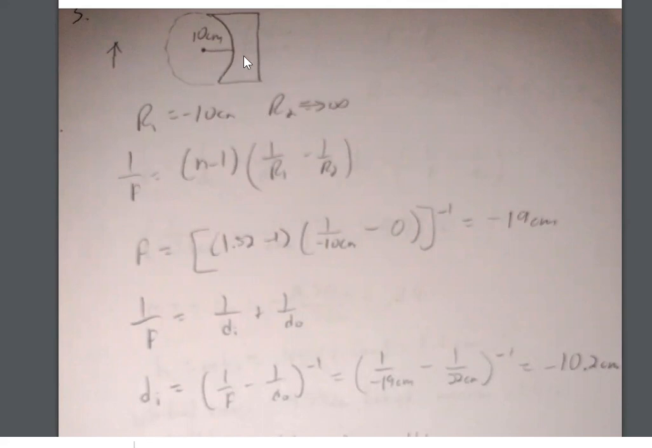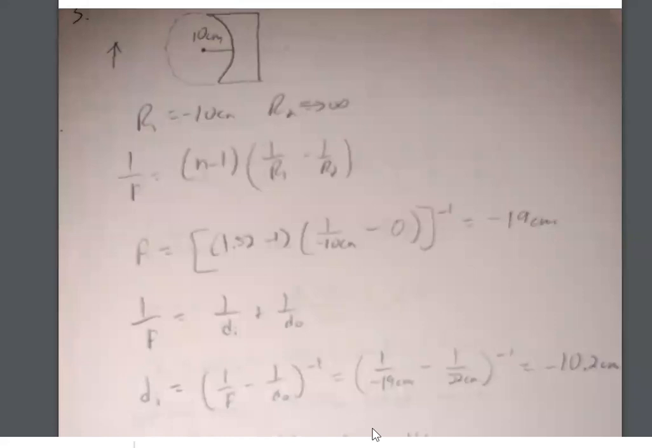Okay. Now we said our lens has an index of refraction of 1.52. So we have 1.52 minus 1 times 1 over our first radius, which we said was negative 10 centimeters, minus 1 over our second radius, which was infinite. So since it's infinite, we have 1 over infinity. That's just 0, so that doesn't matter at all. So our focal length is all this stuff raised to the minus 1.